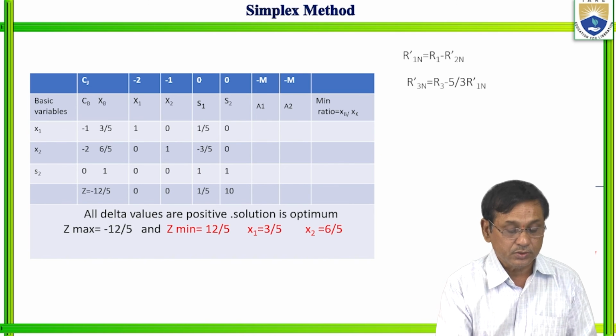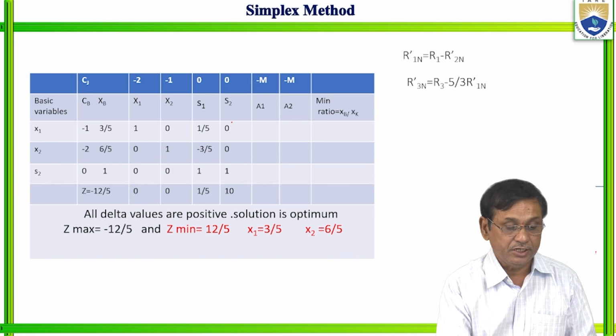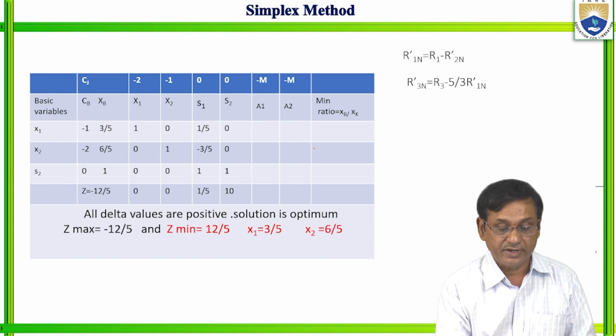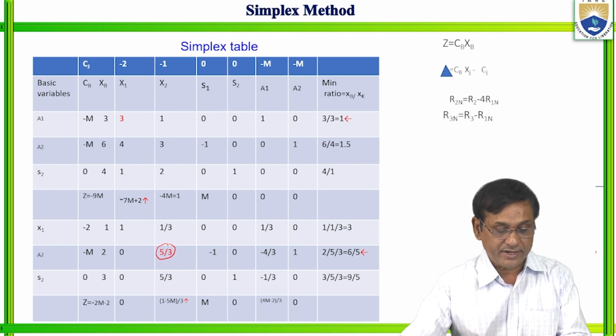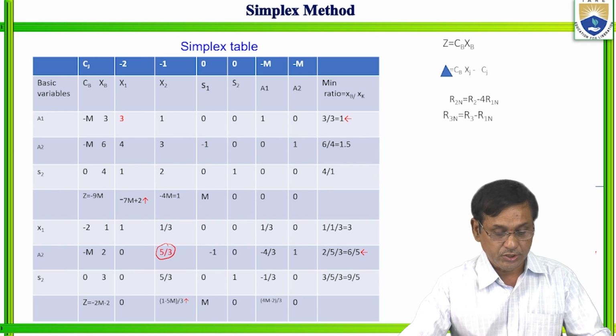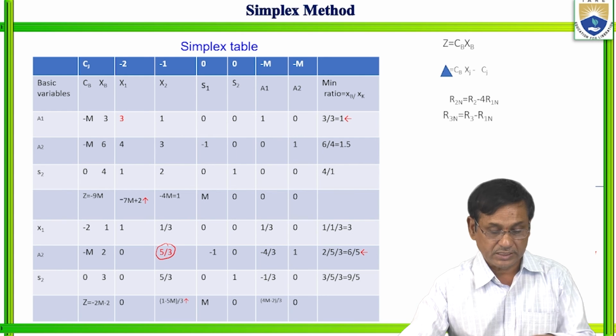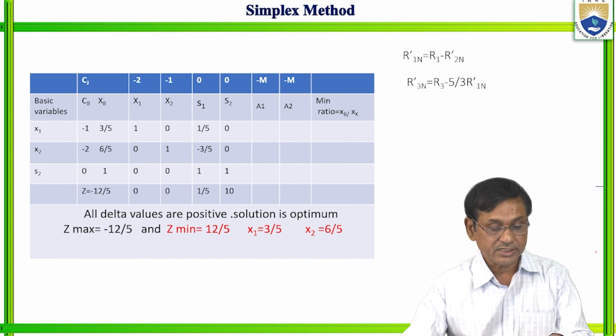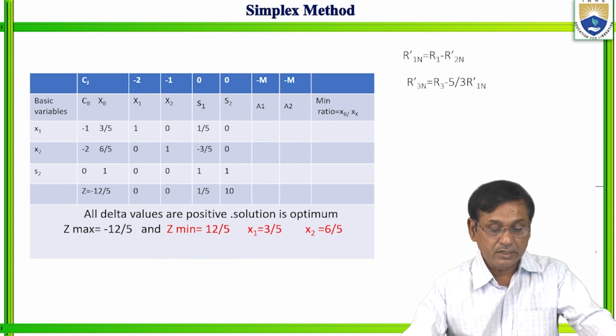Now you see, this entire row is divided by 3 by 5. The x2 coefficient is -2, and this is divided by 5 by 3. 2 by 5 by 3 is 6 by 5. This is 0. Minus 1 by 3 by 5 by 3, 0 by 5 by 3, minus 4 by 3 by 5 by 3, 1 by 5 by 3. So when we divide that, you will get the values as -2, 6 by 5, 0, 1, minus 3 by 5 and 0.